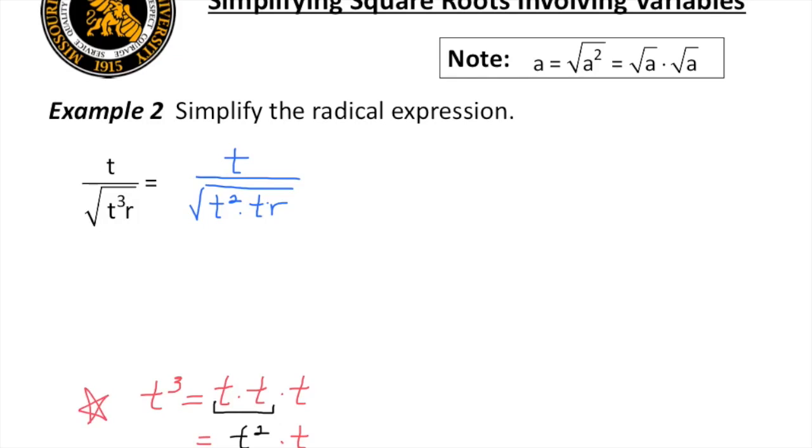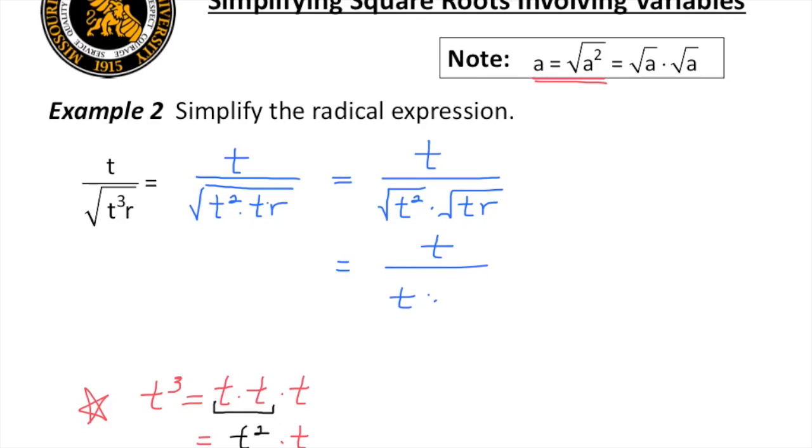the method that we used below to rewrite the t cubed, we can now see that the denominator can be simplified further by writing the square root of the expression in the denominator as a product of two square roots. And then, using the property noted above, we can rewrite our denominator as t times the square root of tr.